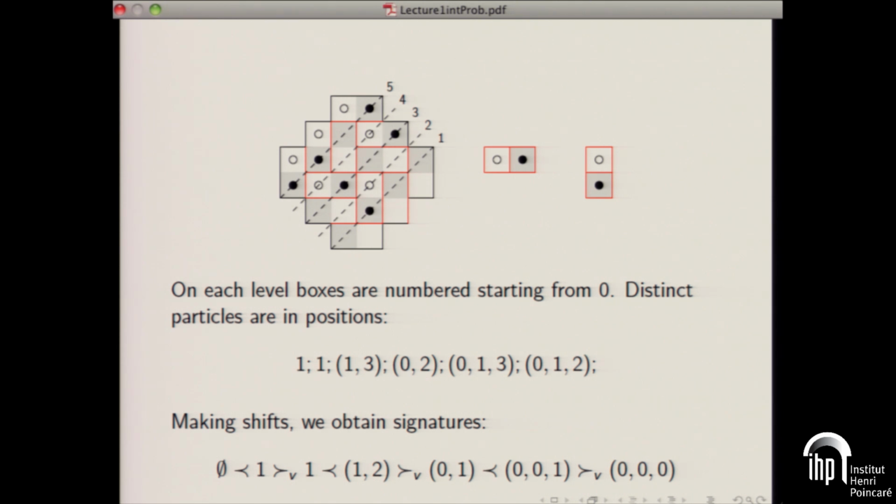So I always number distinct integers. When I put these particles, I put first 1 and then 3. I always have an ordered collection of integers, and I can have a strictly increasing collection of integers or a weakly increasing collection of integers.